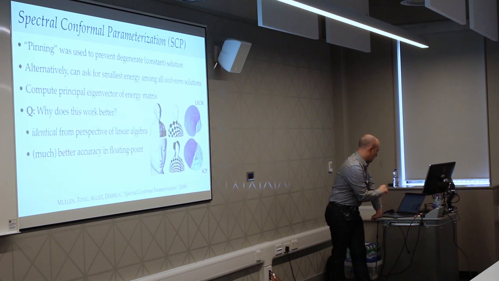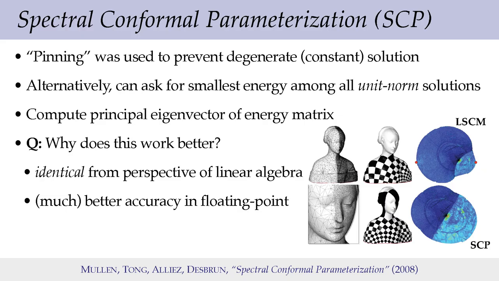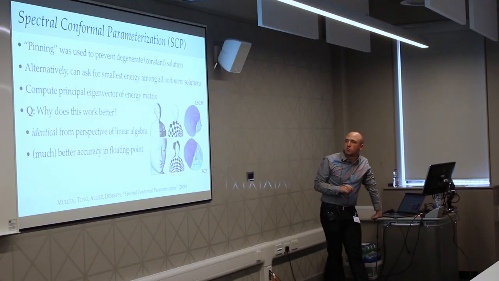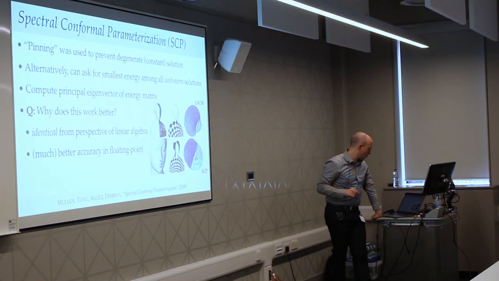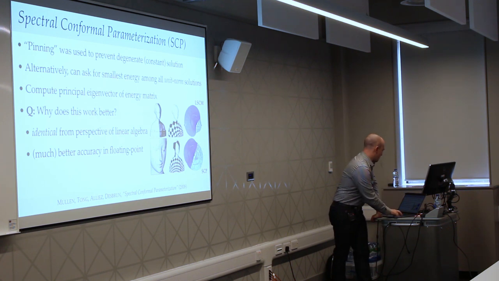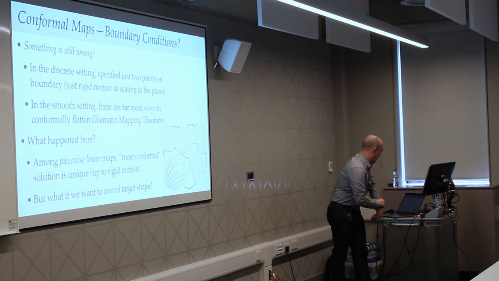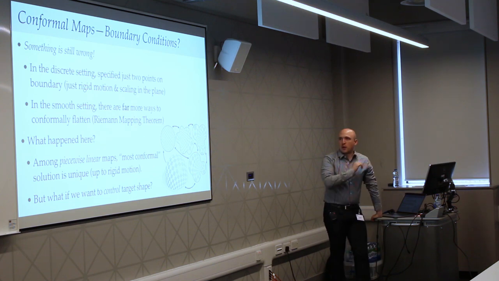Okay, so as far as the numerical problem, I won't go too much into it. People have thought about how to deal with the numerics. There's nice ways of approaching it. Solve an eigenvalue problem rather than pinning down 2 points. Works really well. This is a great algorithm. Works great in practice. Least squares conformal maps is also a great algorithm, but there are some improvements you can make. But then, yeah, we come back to this question again.